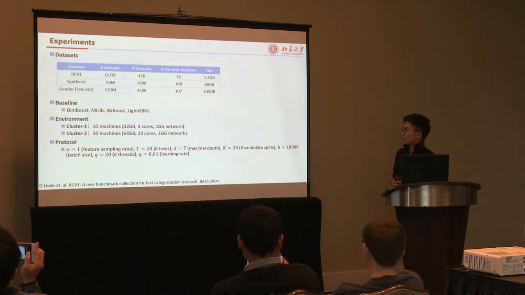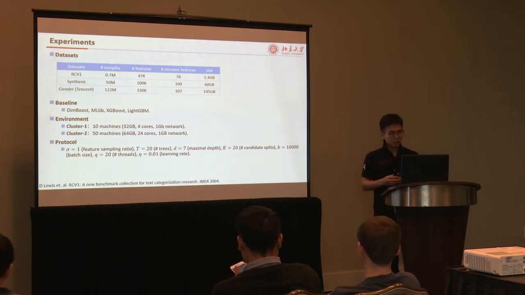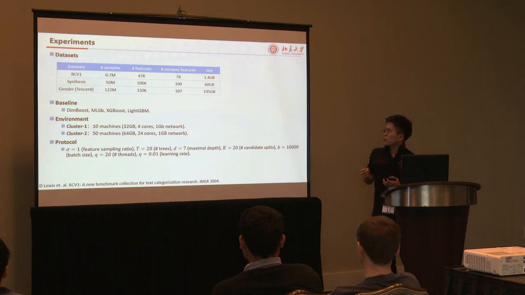Let's look at our experiments. We use three data sets to compare DimBoost with MLlib, XGBoost, and LightGBM. RCV1 is a public data set. Synthesis is an artificial data set, and Gender is a real data set from Tencent with up to 1/3 million features. We use two clusters. Cluster 1 has 10 machines. Cluster 2 has 15 machines.